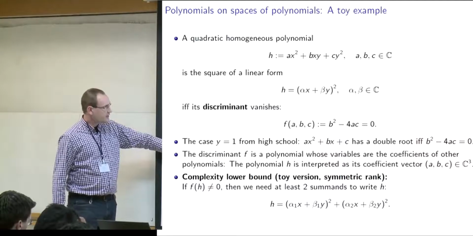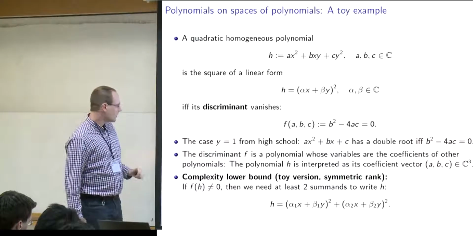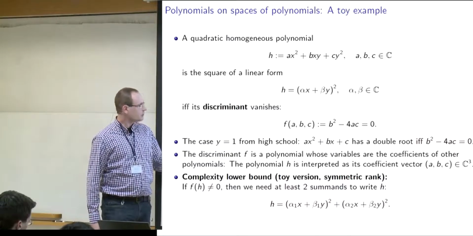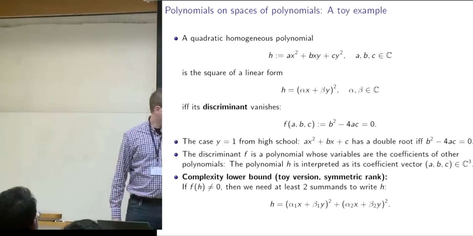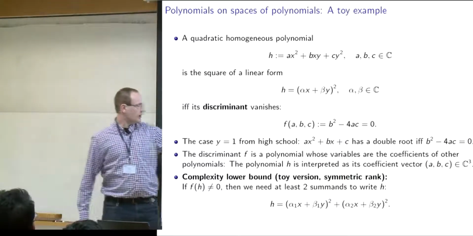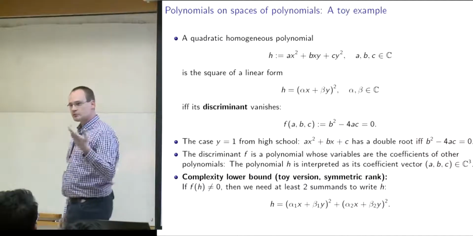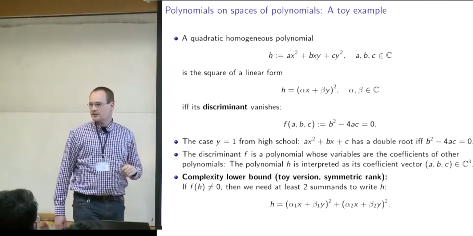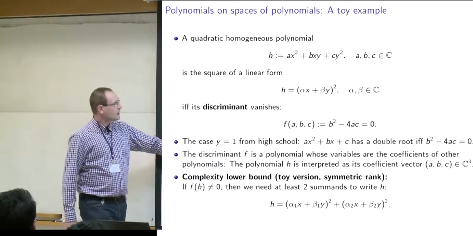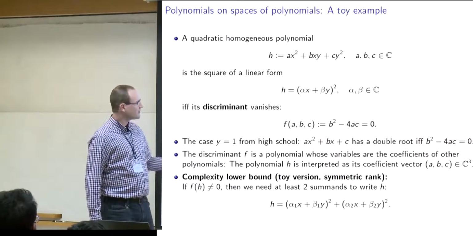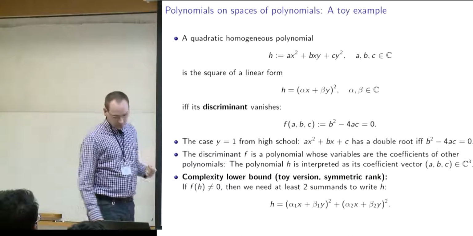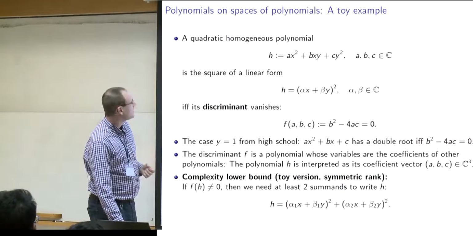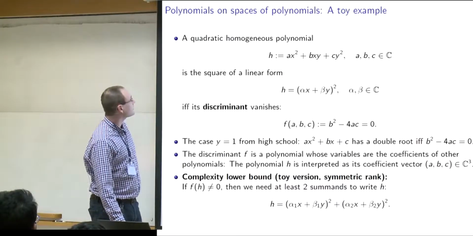This already gives us a nice little toy complexity lower bound, right? If our discriminant does not vanish on a polynomial, this says that we need at least 2 summands to write our h. So it's a lower bound on its complexity. The complexity is precisely the symmetric rank or the Waring rank that we just discussed in the last talk. So this is a toy case for precisely these kinds of functions that we want to look at. Okay? Those are polynomials on vector spaces looking like the discriminant.